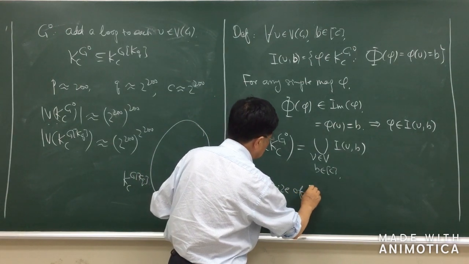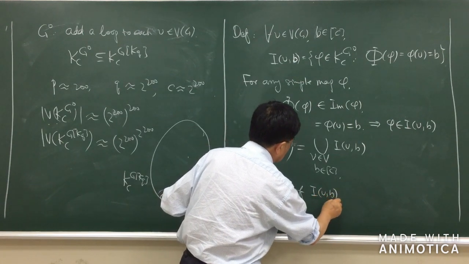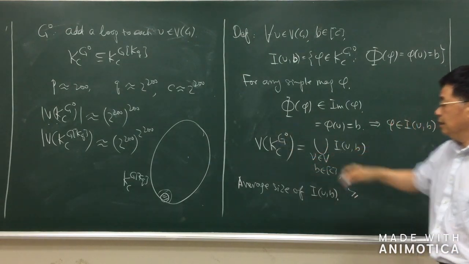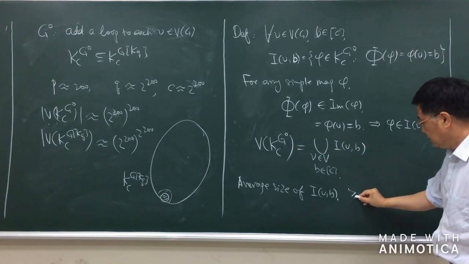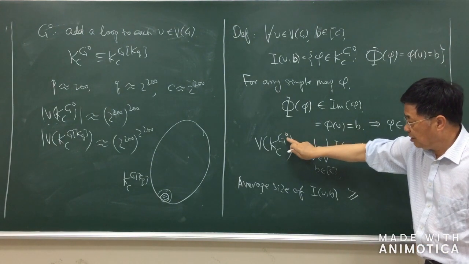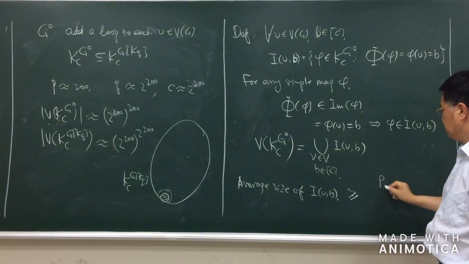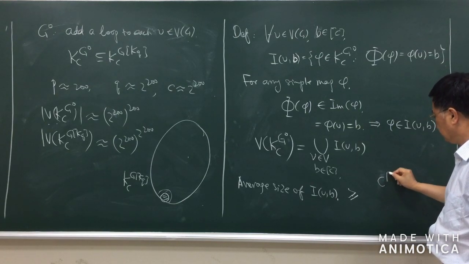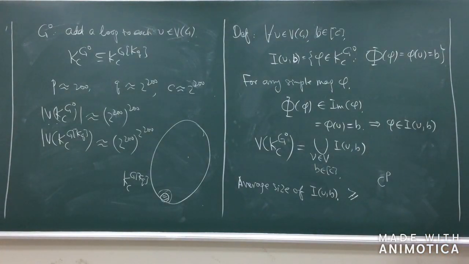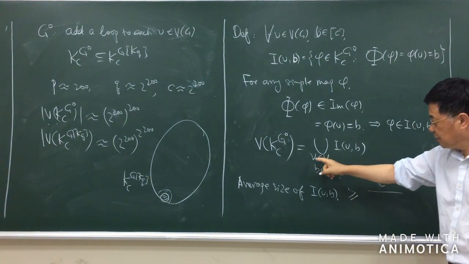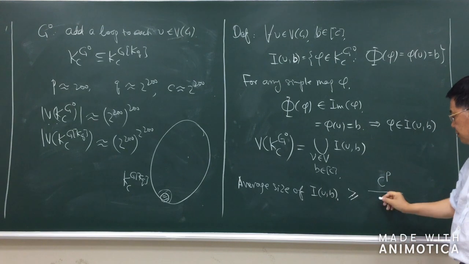Of this set. What is that? This is going to be greater or equal to... how many maps are here? The number of maps: you have P vertices here, each with C choices, so that's C to the power P. And how many sets are here? You have P choices for this, C choices for this, so it's P times C.